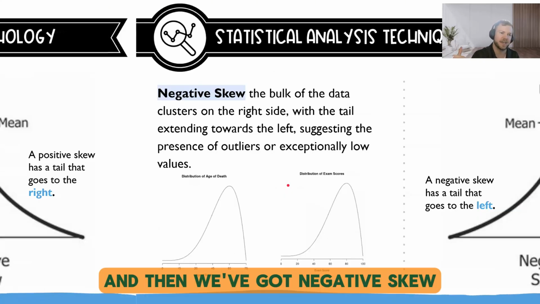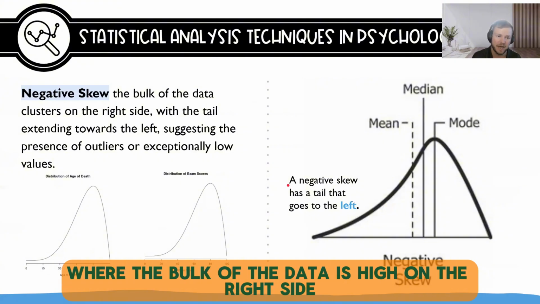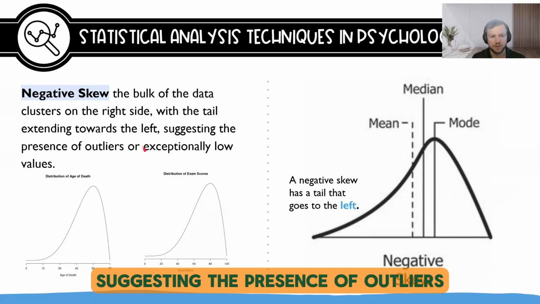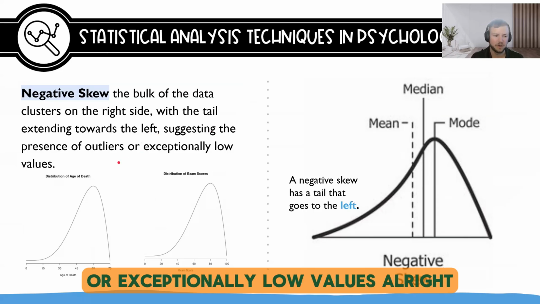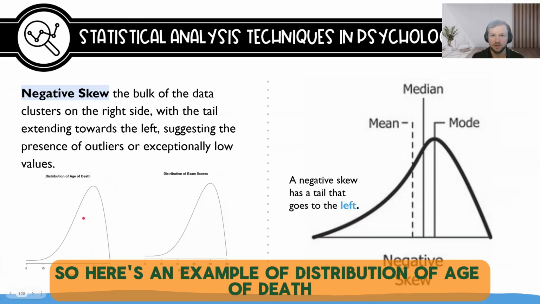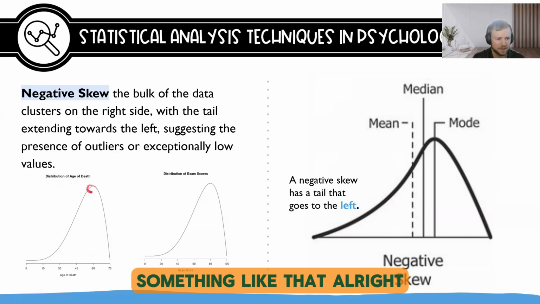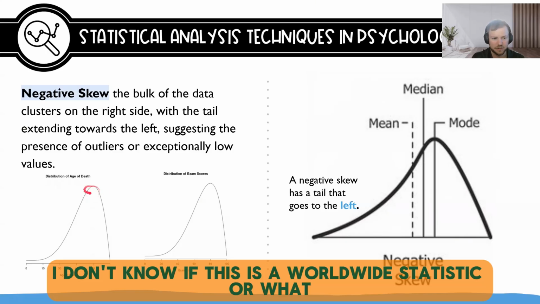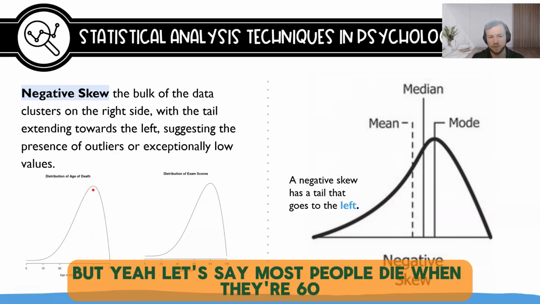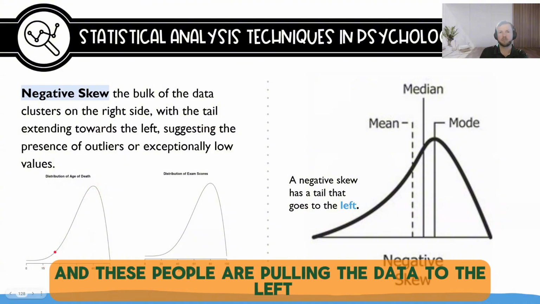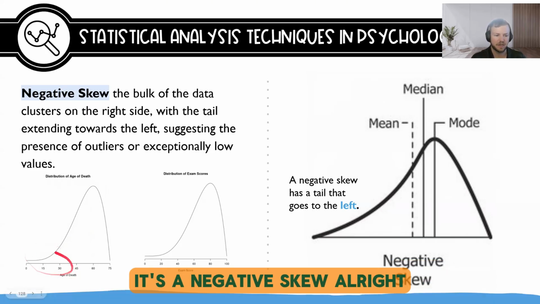And then we've got negative skew, where the bulk of the data is high on the right side, with the tail extending towards the left, suggesting the presence of outliers or exceptionally low values. Right, so here's an example of distribution of age of death. Most people die when they're 58, something like that. All right, 60. I don't know if this is a worldwide statistic or what, but let's say most people die when they're 60, but some people die when they're 15. All right, and these people are pulling the data to the left. They're negatively skewing the data. It's a negative skew, right?